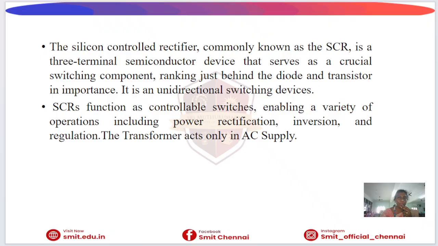For example, think of an SCR as a gate at a railway crossing. The train means the current. So current cannot pass through until the gate is open. Similarly, the current cannot flow through the SCR until a gate signal is applied. Whenever the gate signal is applied, the current will flow. So why is SCR called a control rectifier? Because conduction can be controlled through the gate terminal.